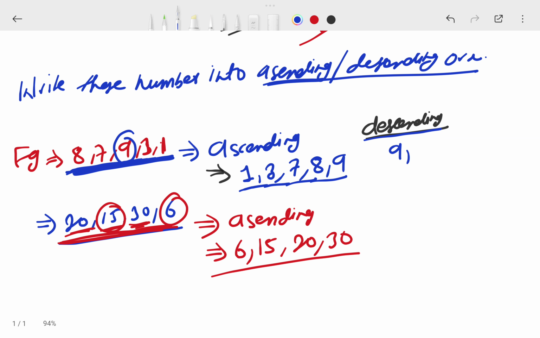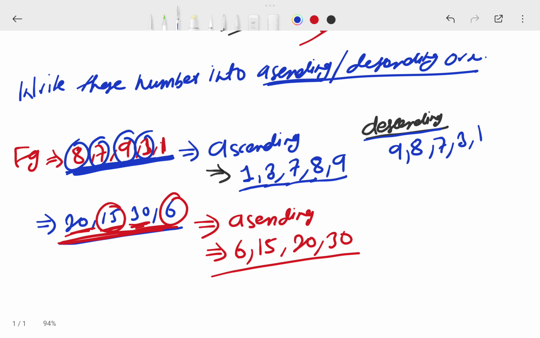Okay, after that, in this one, after the 9, which is bigger: 8, 7, 3, 1? 8 is bigger, write the 8. After the 8, in this 7, 3, 1, which is bigger? Of course 7 is there, so write the 7. After that 7, in 3 or 1, which is bigger here? 3 is bigger, write the 3. Now what is left? 1, right?